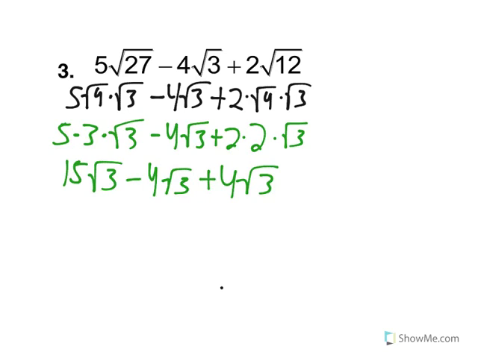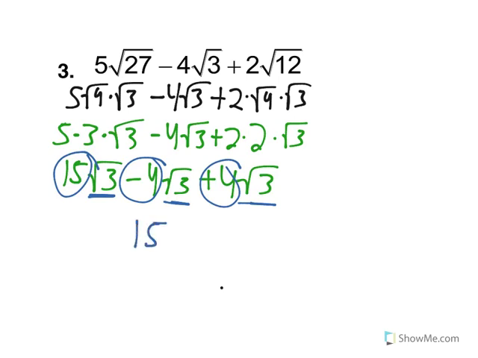So now, if you notice, they all have the square root of 3. So that means all of them, I can add and subtract the numbers that are in front, just like variables, as though they were all x's. So I have 15 minus 4 plus 4. Well, minus 4 and plus 4 are going to cancel each other out, so that means I'm going to be left with just 15 square roots of 3.